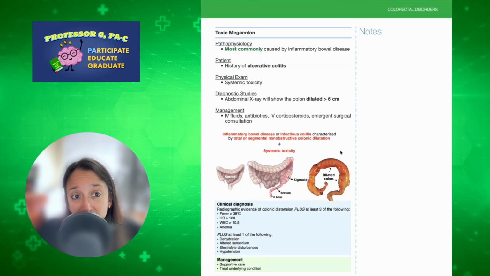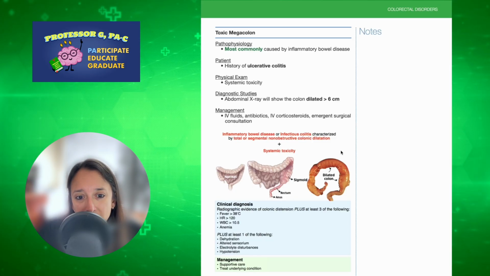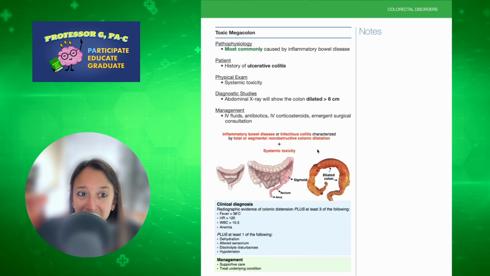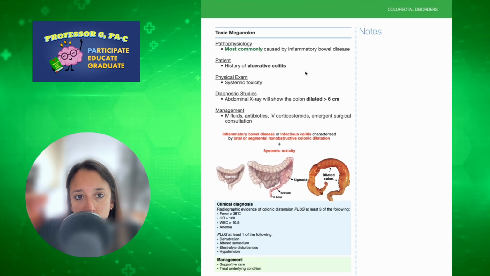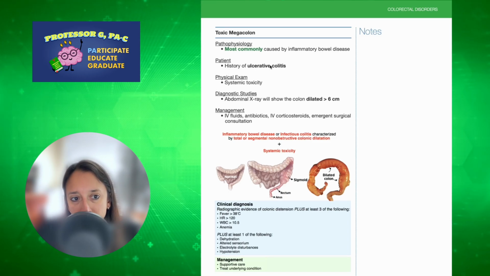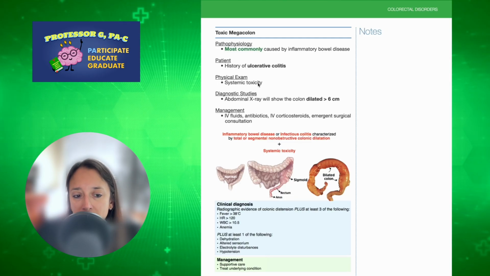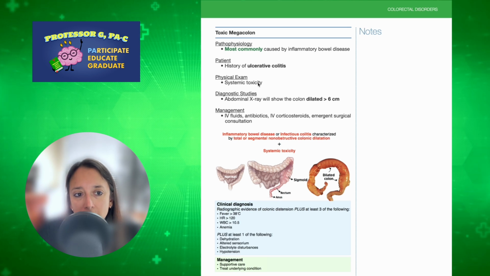We've already mentioned it when we mentioned ulcerative colitis, because ulcerative colitis can cause toxic megacolon. When we think of toxic megacolon, it is in fact toxic. So patients do look very toxic when they have this. It's most commonly caused by IBD. It can also be caused by C. diff. So we have a history of UC as the most common thing we'll see. And the patients will be toxic. They will have tachycardia, and they'll be febrile, and they'll have a high white cell count and things like that.